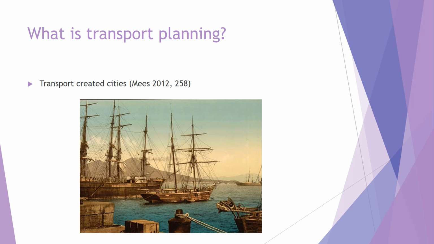Okay, so what is transport planning? Let's go back to the start. Much of this material is based on a chapter by Mies about transport planning, and it's in the regional planning book. I'll make that available in Milo. Transport really created cities, as Mies argues very early on in that chapter. So beginning with water transport, which favours locations close to harbours and rivers, transport really drove development.